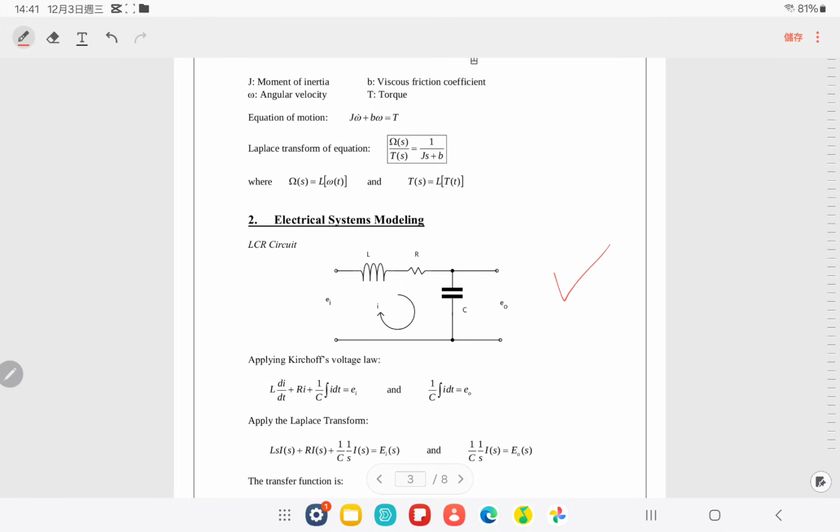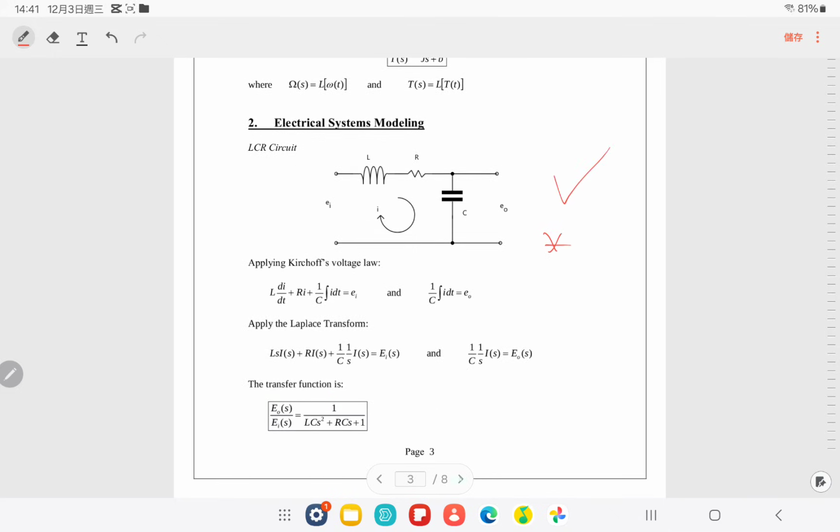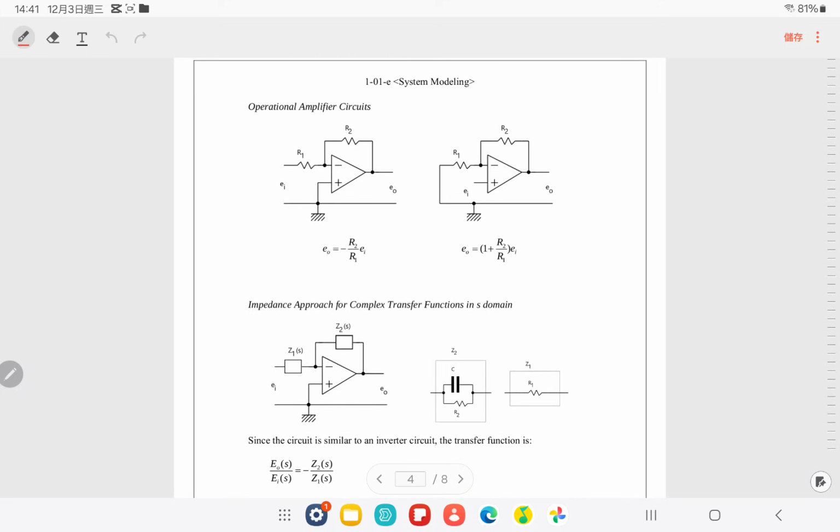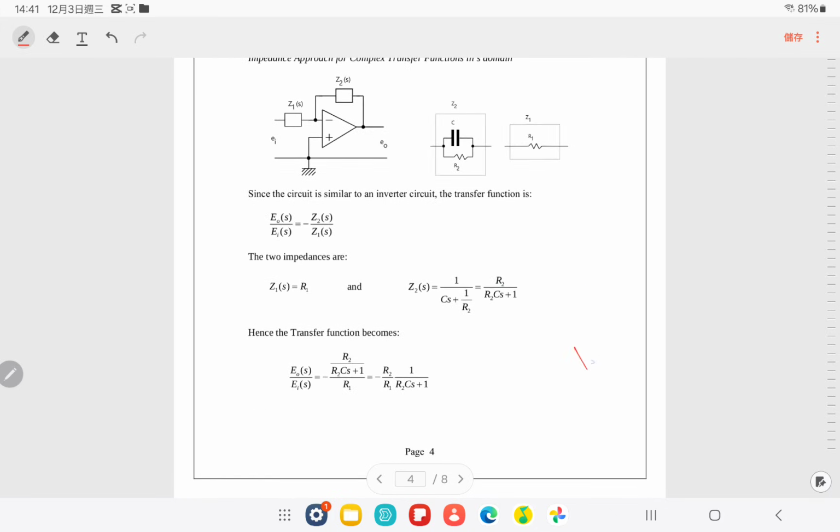Important, so I put a star here, which means important. This is still electrical because op-amp is also your electrical engineering. So I put a star here, important.